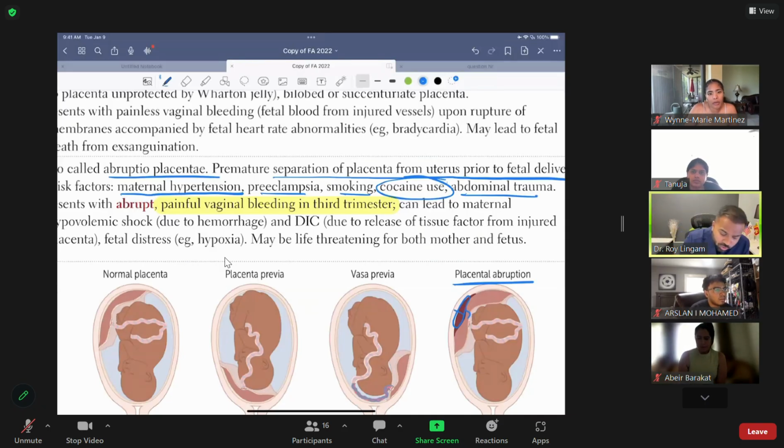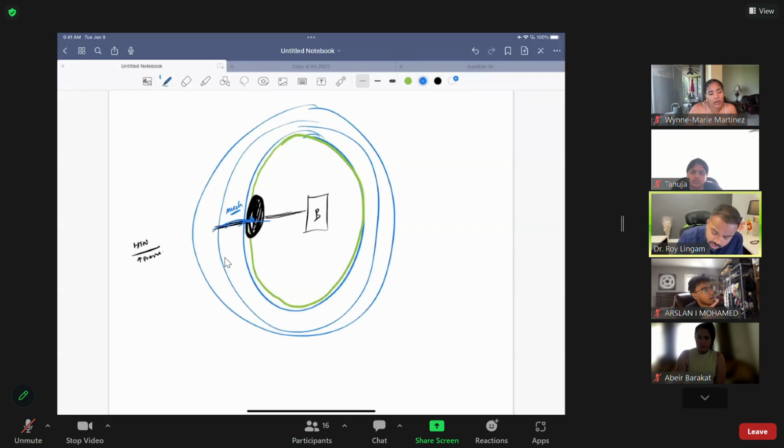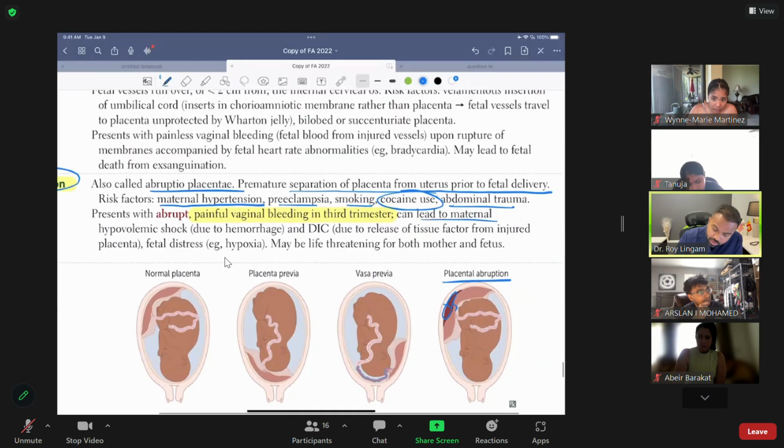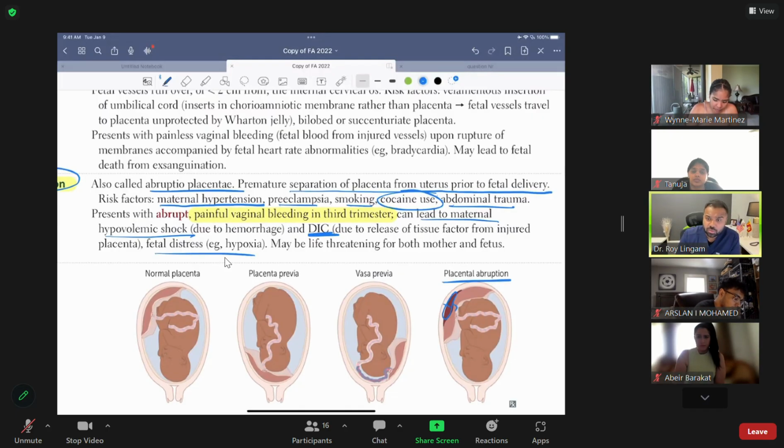So now what's going to happen? The mom's blood is leaking in there. Is everybody clear, folks? So can I say mom is becoming hypovolemic? It can lead to maternal hypovolemic shock and DIC. Also fetal distress. The baby is not getting oxygen because the blood flow is disrupted here. It's life-threatening to both mother and fetus.